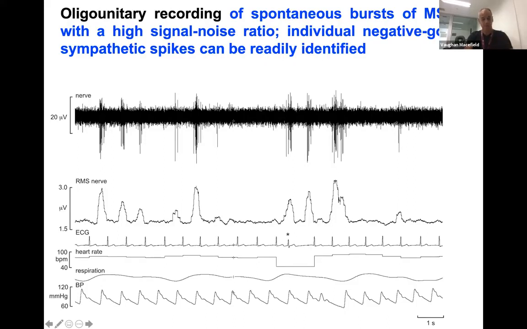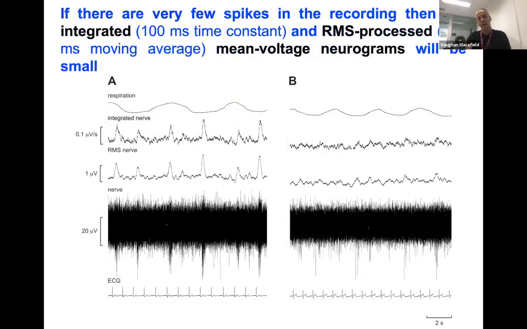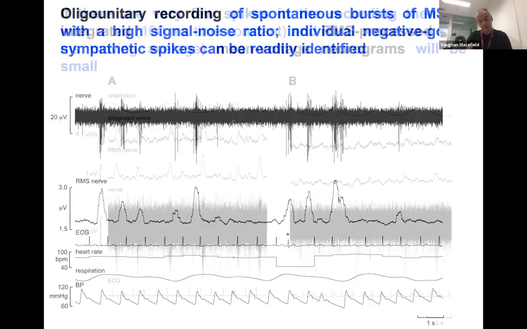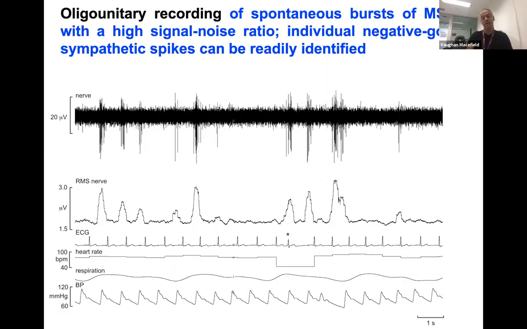This is, of course, recorded using the neuroamp. The background root mean square signal is very low, typically below 2 microvolts. And this means that we've got a very high signal to noise ratio. Now, that is a good recording, but not all recordings are as good as that.